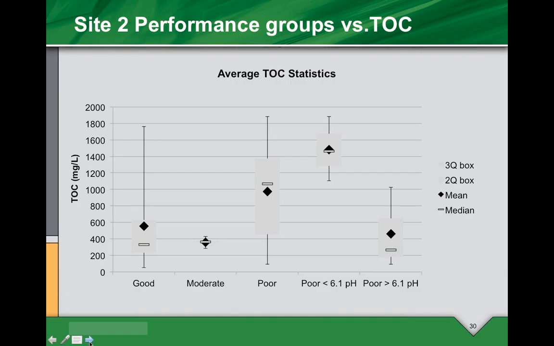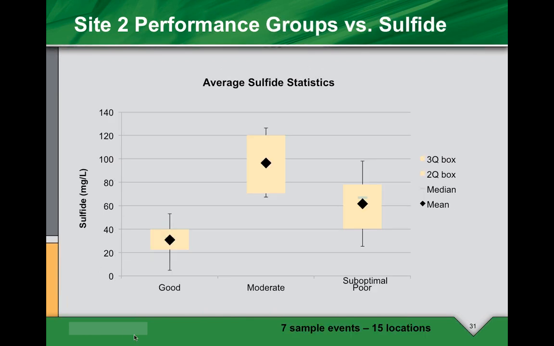This plot compares the TOC concentration between these well groups, and you can see that the good and moderate performing wells had a lower TOC relative to the suboptimal group of wells. And the reason for that correlation is that the higher TOC concentrations are correlating with increased concentrations of organic acids that have decreased the pH. Okay, next slide, please, Dora.